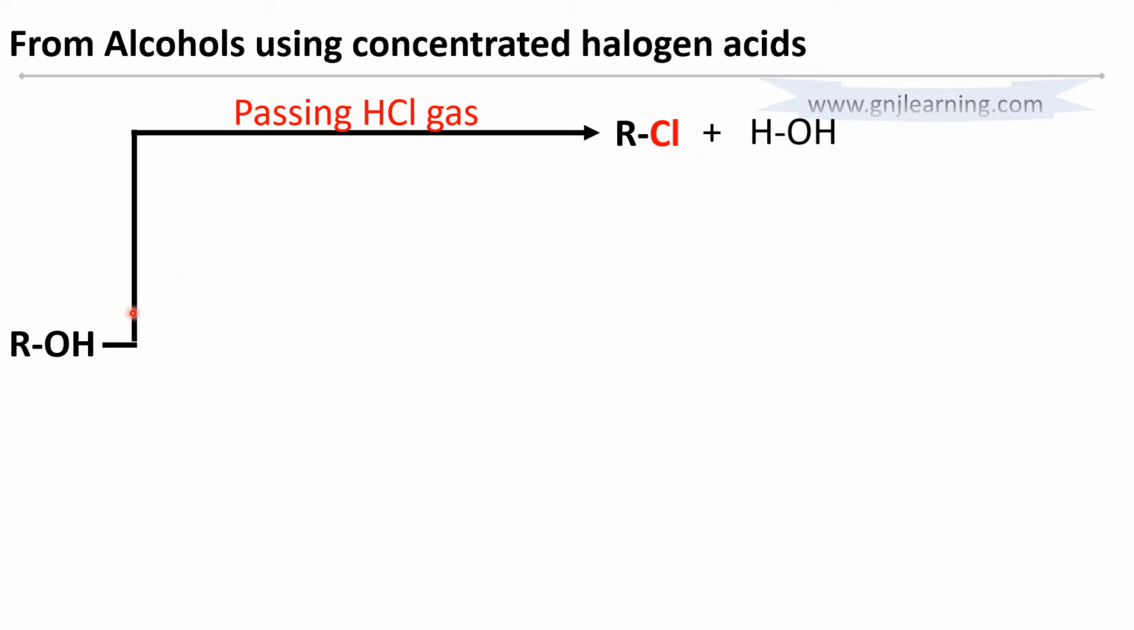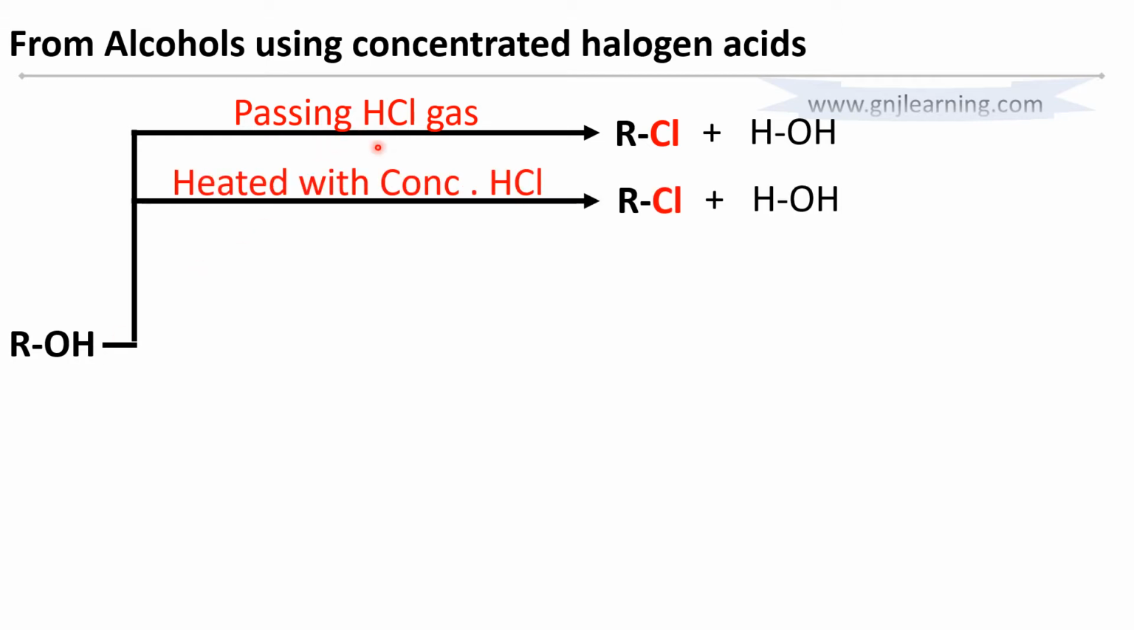So what is remaining then? R and Cl are remaining. They will combine to give RCl. Clear? So in HCl, the Cl will replace OH. On passing HCl gas, Cl will replace OH. Or instead of passing HCl gas, I can heat the alcohol with concentrated HCl.